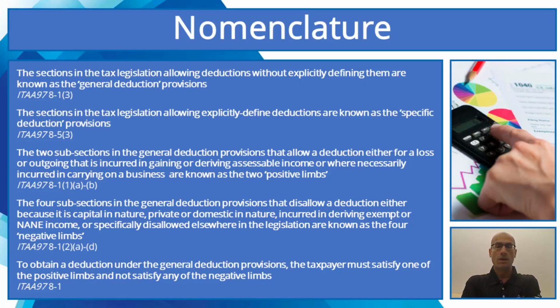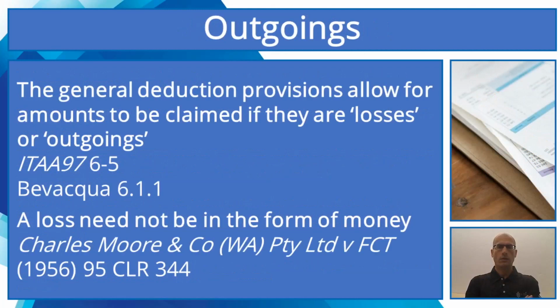And so, again, proving one of the limbs is a requirement, one of the positive limbs, but if any of the negative limbs are satisfied, the taxpayer will not get a deduction for a particular amount, a loss or outgoing. One of the things that's a requirement for both of the 2 positive limbs in 8-1 is that there is some form of loss or outgoing to the taxpayer.